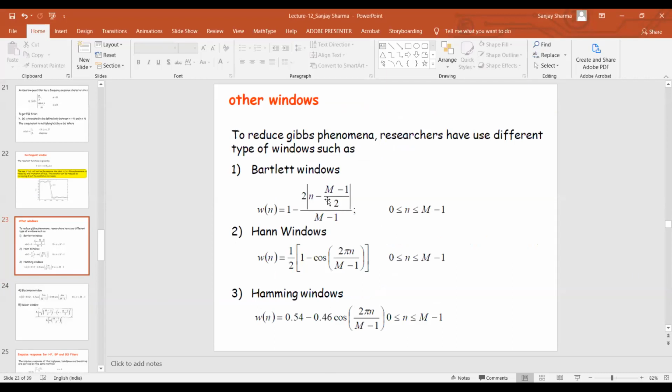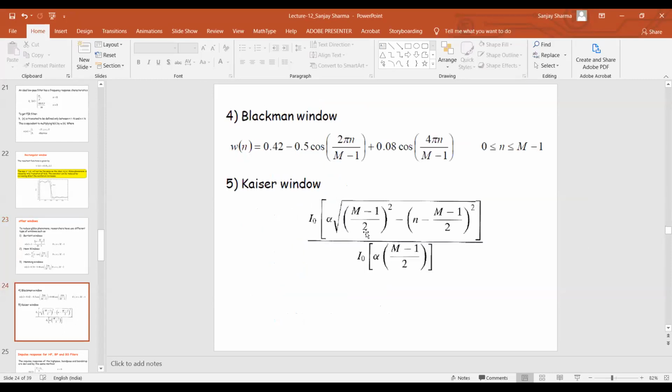Now, what are the other windows that I can use? The other windows can be Bartlett window. We need not go into the derivations of these windows. We have to take the formula straight away. One is Bartlett window, Hanning window, Hamming window. These are different windows, and the shapes of these window functions will be different, and they will give a different response at the output of the FIR filter. We will discuss these other windows maybe in the next class.